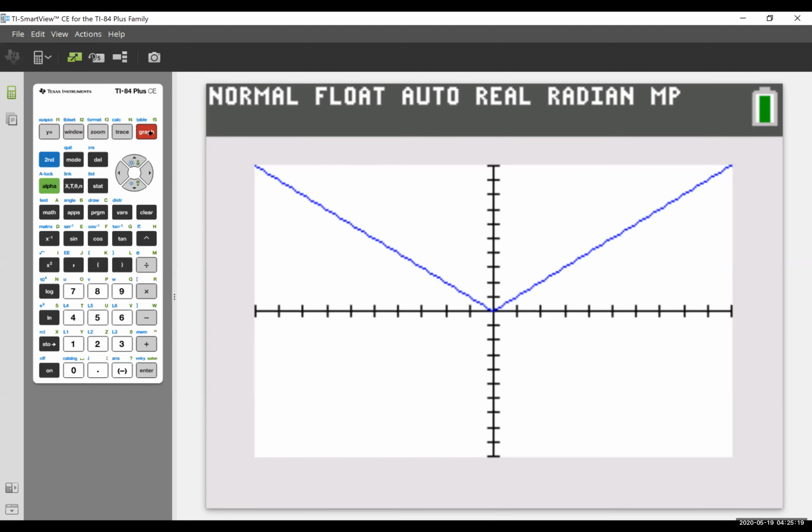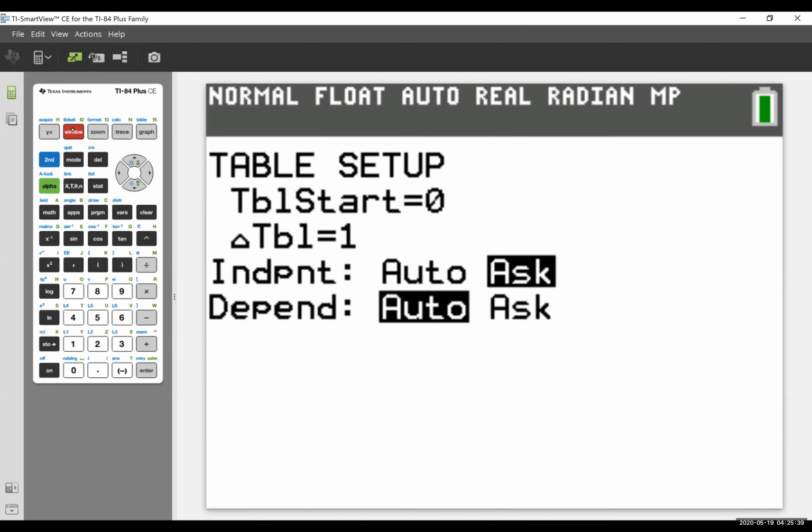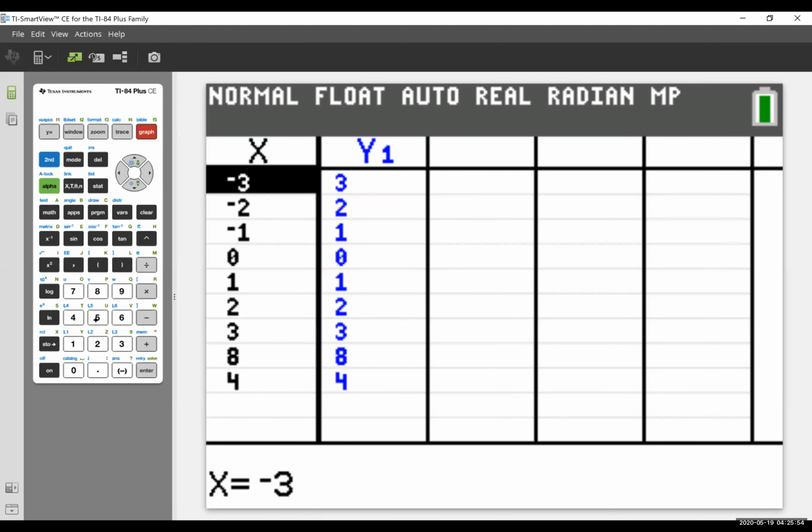What are we looking at? Also, if you're looking at ordered pairs, a lot of times you can play with the table. You press second graph, it'll pull up the table, and I'll show you just in case. I have my table set up so that the independent variable, that's the X value in our case, is set on ask, and the dependent variable is on auto. So that allows us, if we're wanting to find particular values, to type them into the TI, and it will tell us X value versus corresponding Y value. So it's kind of nice to see.